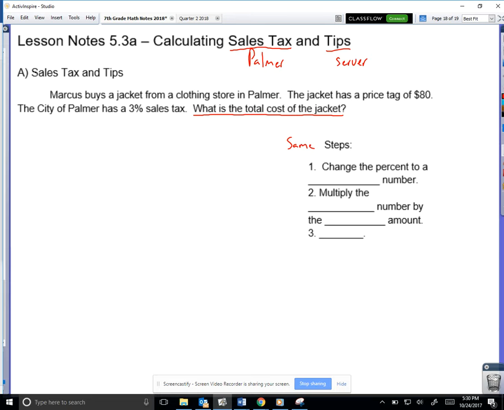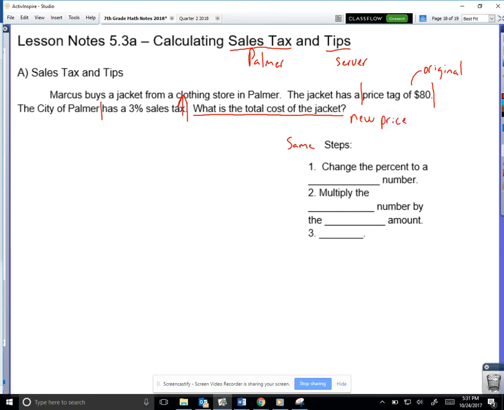All right, let's get our math facts here. It has a price tag of $80. This is going to be our original amount because this is what it is priced at right now, $80. We're going to apply a 3% sales tax, so that's going to be a percent increase, because that means you're going to have to pay more for the jacket now. So we want to know what is the total cost of the jacket. This is going to be our new price that we're going to calculate.